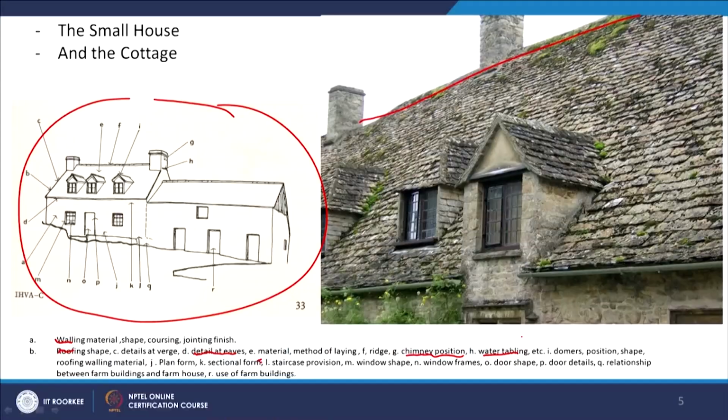And what kind of water tabling and dormers. What you see here is a kind of dormer window. The construction of a dormer window varies in terms of its roof type.